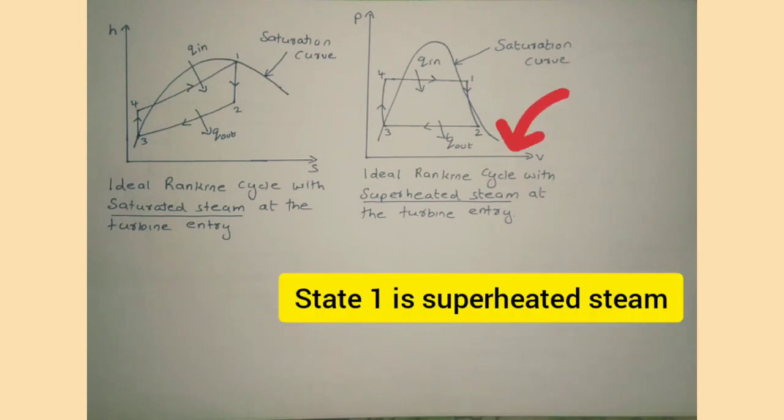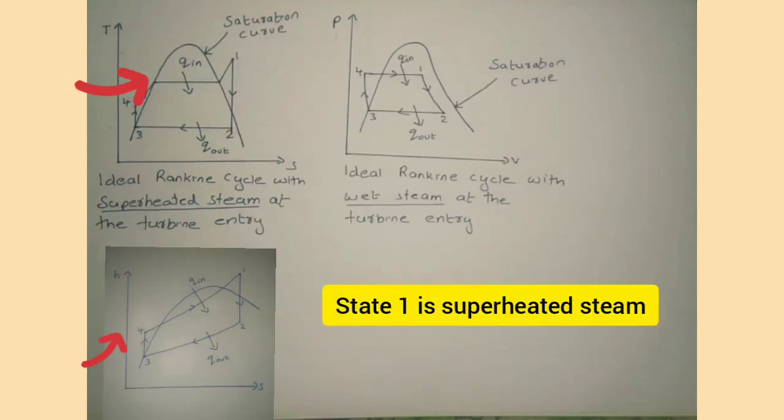Look at the next figure. It is a PV diagram. Here the condition of steam at the turbine entry, that is state 1, is superheated steam. Therefore, this is the PV diagram for the ideal Rankine cycle with superheated steam at the turbine entry. The TS and HS diagrams for the ideal Rankine cycle with superheated steam at the turbine entry are also shown.